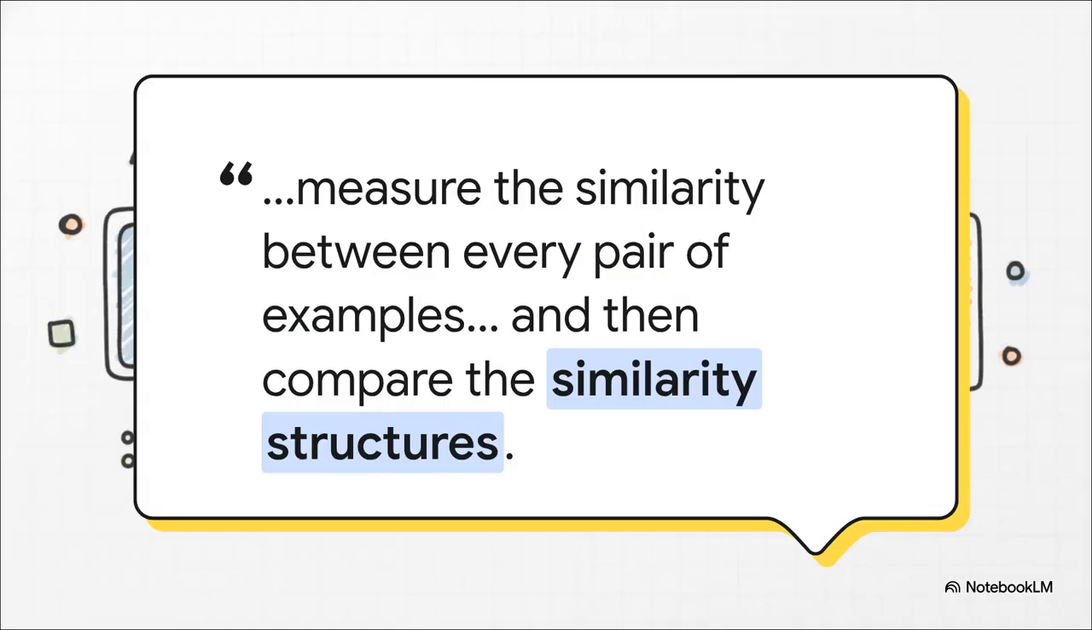And really, this quote from the original paper just sums up the entire idea perfectly. The big philosophical shift here is to stop comparing the AI's thoughts directly. Instead, you first map out the entire similarity structure within each AI's mind, and then you compare those structures.